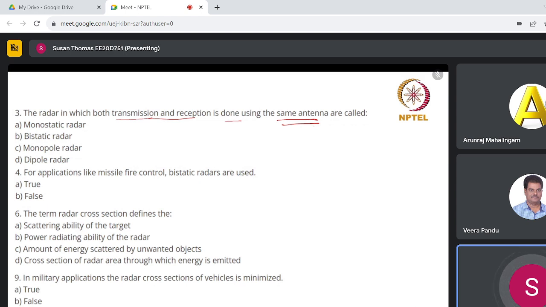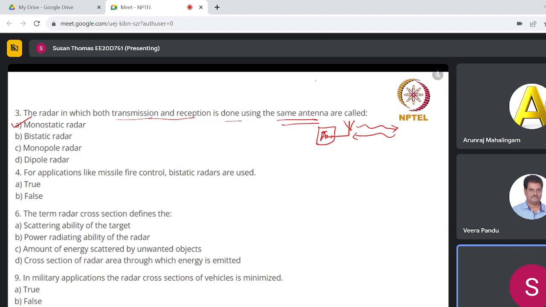So in which radar will the antenna be the same, that is, reception and transmission using the same antenna? The right answer is monostatic radar. In a monostatic radar, you have only one antenna which is being used for transmission and reception. Whereas in a bistatic radar, you have two different antennas, one for transmitting the signal and the other for the reception of the backscattered signal.